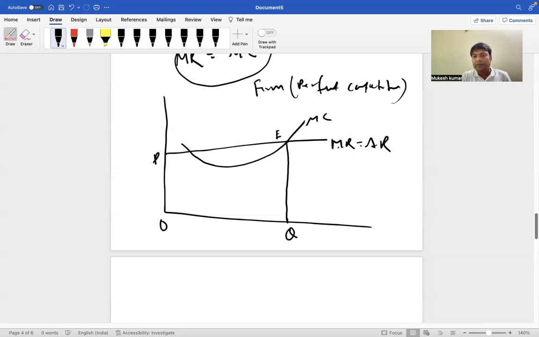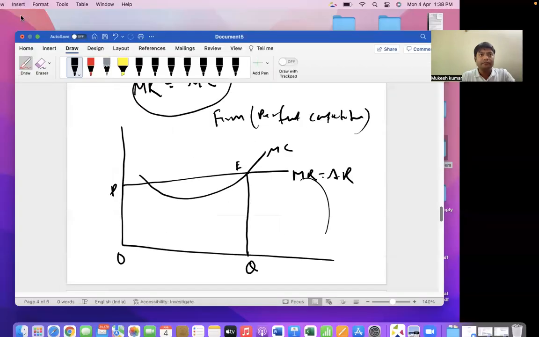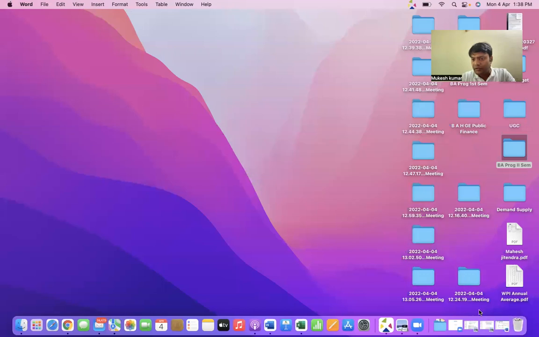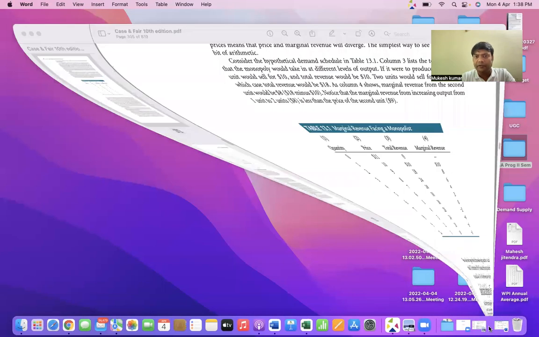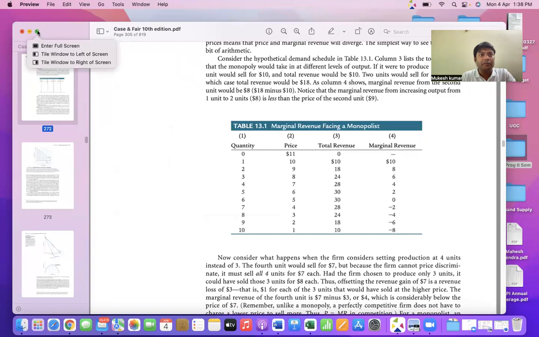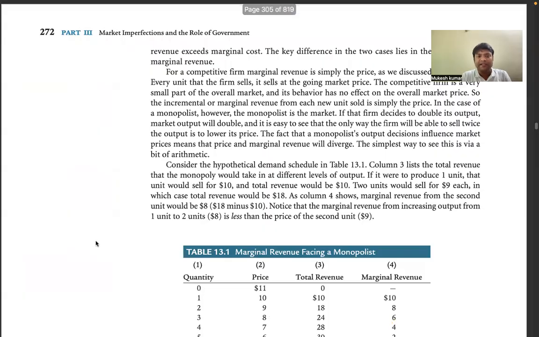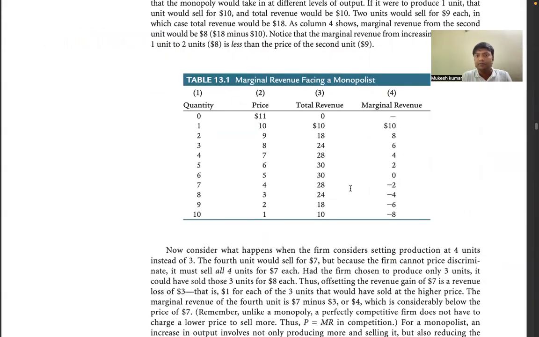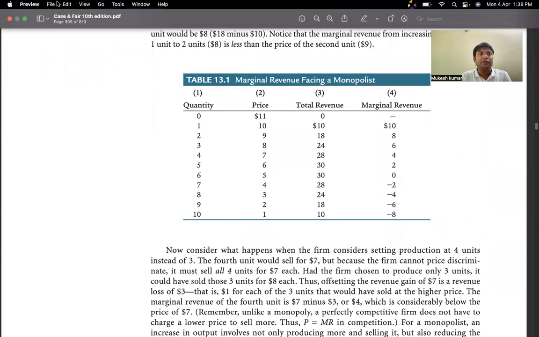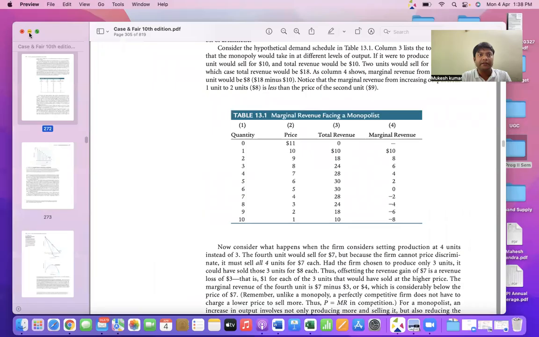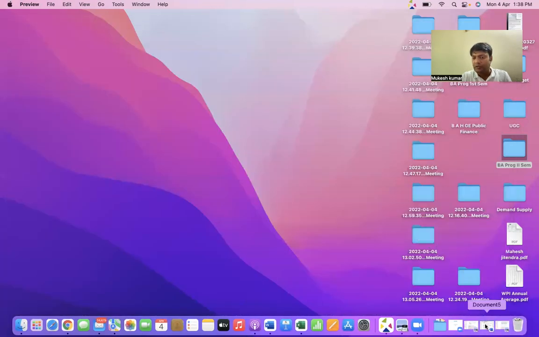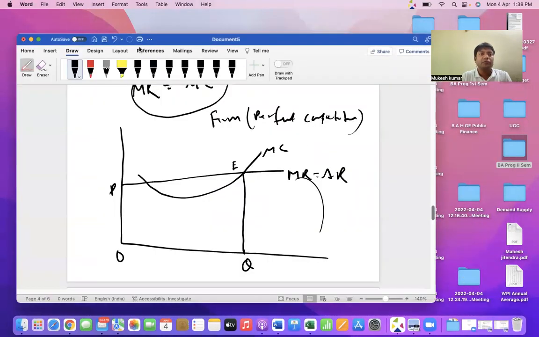In case of the monopoly, average revenue is not equal to marginal revenue. Marginal revenue is different from average revenue, and not only different, marginal revenue is less than average revenue for every unit of the good. We also saw the relationship between average revenue and marginal revenue, and on that basis we can find the profit maximizing condition under the monopoly.